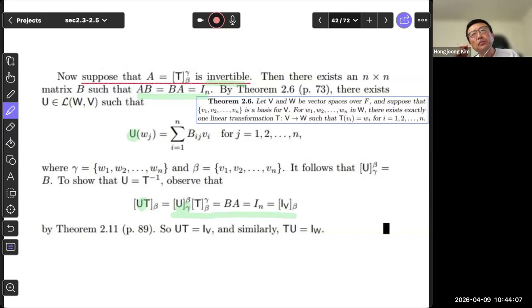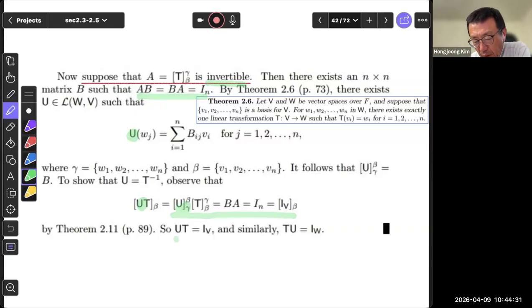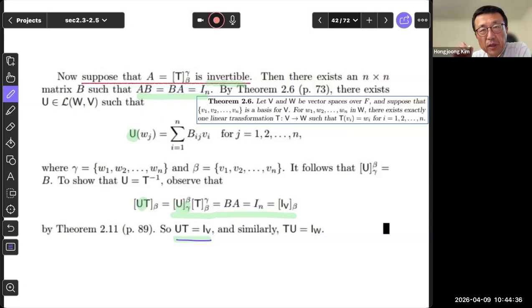Okay, so if A is an invertible matrix, then we can find the inverse matrix, and from this inverse matrix we can construct U which behaves as the inverse of the original mapping. So the composite of T and U will be the identity mapping. So T is invertible.